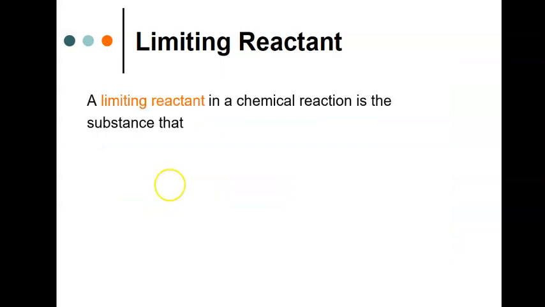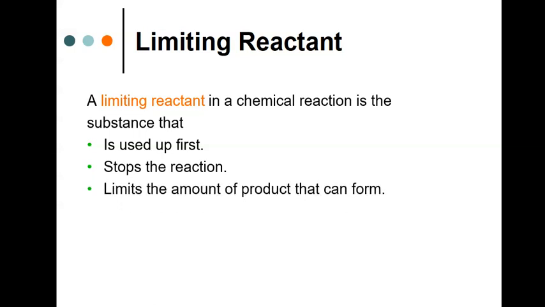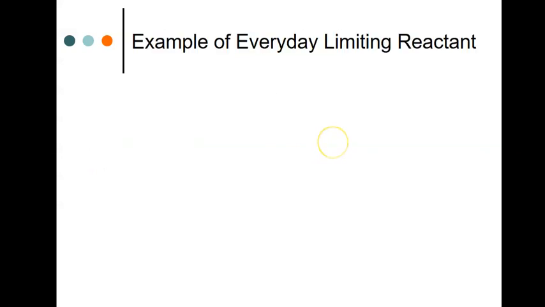So, let's look at the definition of a limiting item. A limiting reactant in a chemical reaction is the substance that is used up first, just like your spoons were used up first. It stops the reaction and limits the amount of product that can form. You could not continue with your formation of your table set because you ran out of spoons. So it limits you to only 4 sets of table.